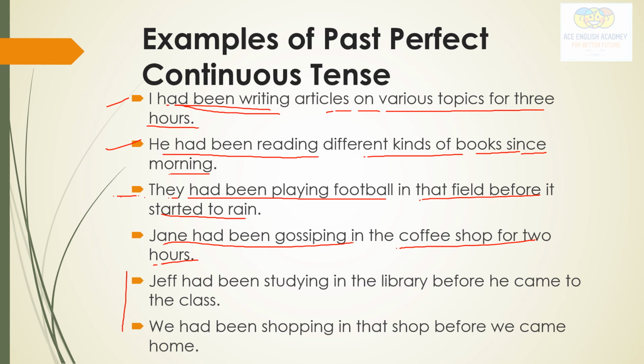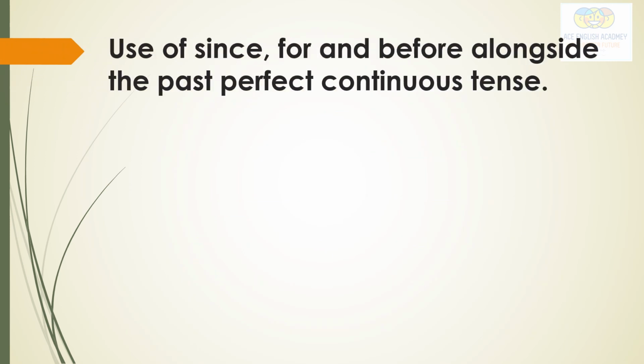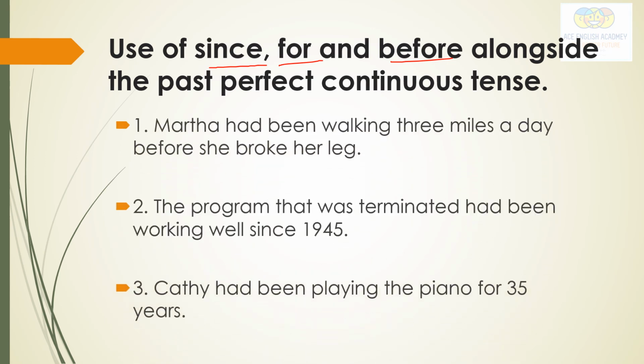So see here next now. Talking about the past perfect continuous tense, we may use since, for, and before for these sentences. Okay, since, for, and before. See here with the examples. Martha had been walking 3 miles a day before she broke her leg. The program that was terminated had been working well since 1945. Kathy had been playing the piano for 35 years.